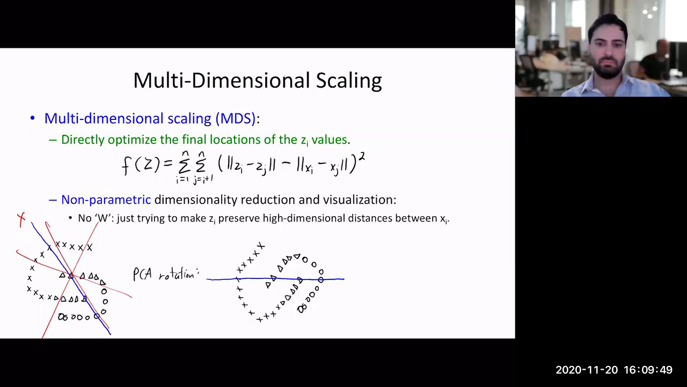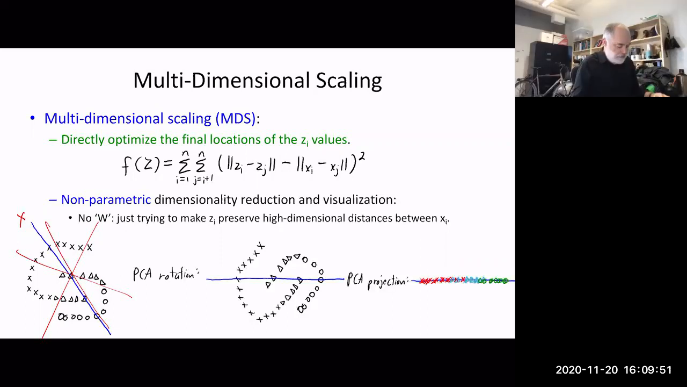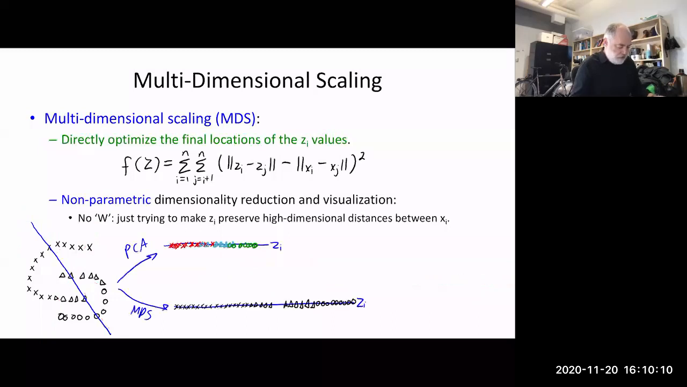We're going to rotate to whatever that is, and it's going to be very sensitive to whatever the noise is, and then we're going to project. All the circles are going to go here, and the triangles here, and the x's here, and they all get mashed together like this. But the local distances are small between the x's, and large between the x's and the triangles, and so on and so forth.